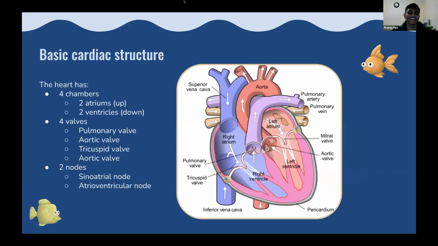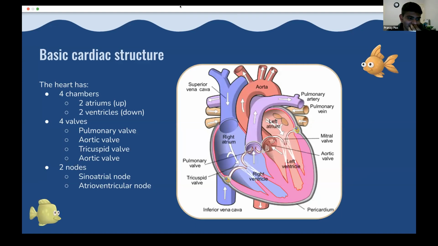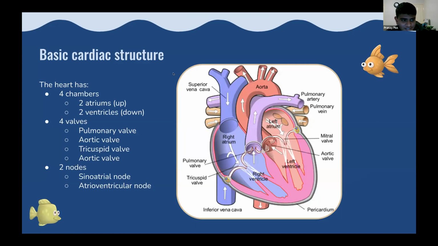Okay, so this is the basic structure of the heart. I think Sayumi's kind of touched on this, but basically it's got 4 chambers. You've got your right side and your left side, and then you've got the atrium and the ventricles. So right side is kind of in correlation with the lungs, and left side is with the rest of the body. Now the 4 valves: pulmonary, aortic, tricuspid, and it says aortic twice. One of them is supposed to be mitral.